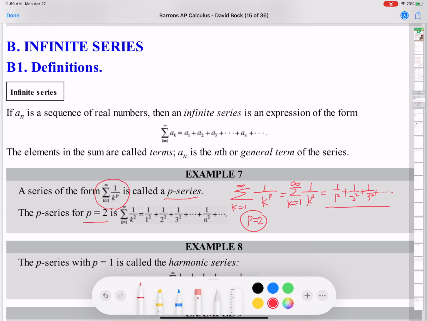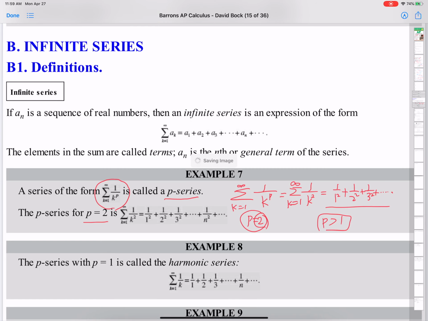The p-series can converge to a number only when p is greater than 1. So 2 is bigger than 1, and that's why this p-series converges. It's not divergent. So we call this series what? A p-series. A p-series converges only when p is greater than 1, like in this example problem. Okay, let's go to example 8.